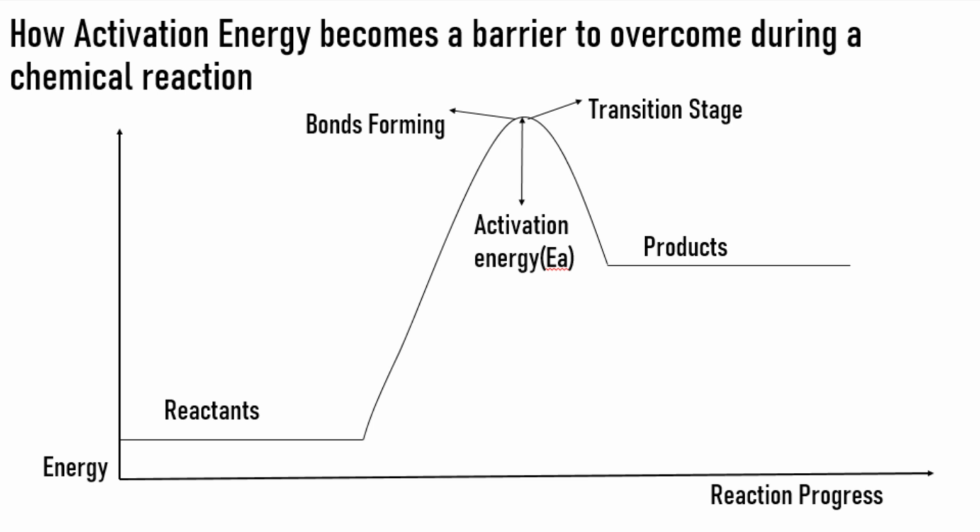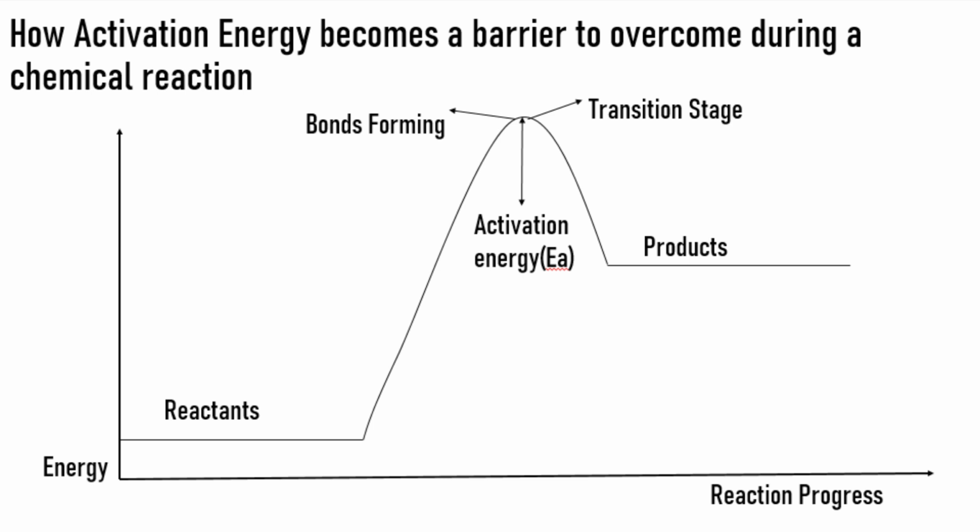This is where old bonds in the reactants are breaking and new bonds are starting to form. It's an unstable, high energy state where the molecules are in transition between reactants and products. Once the particles reach this transition state, they have enough energy to complete the reaction, moving down the curve to form the products on the right side of the diagram.